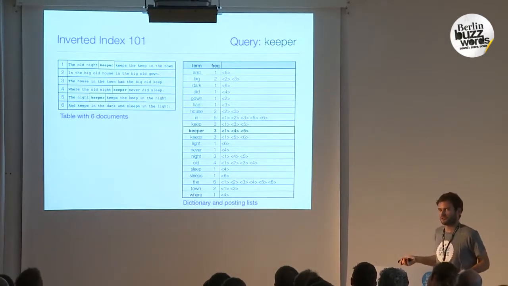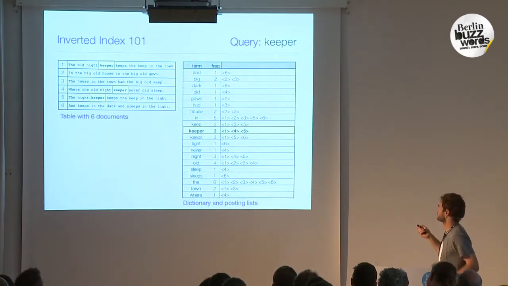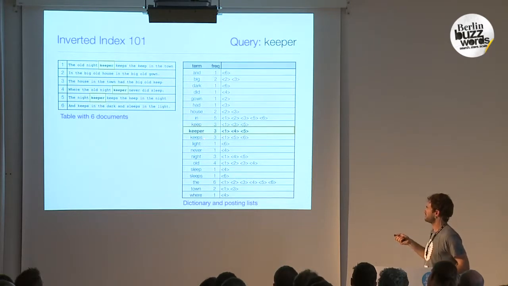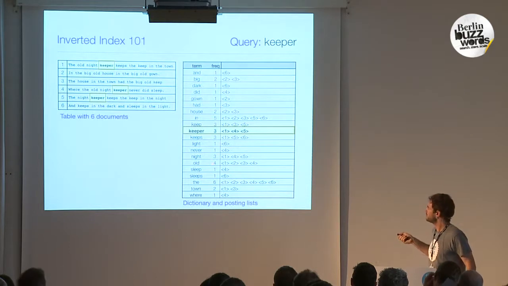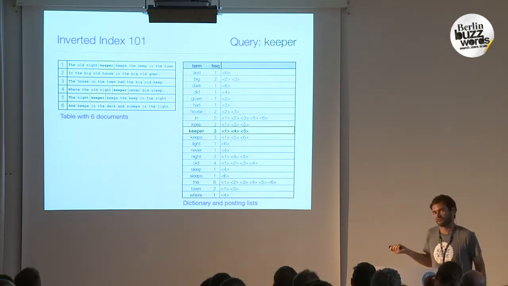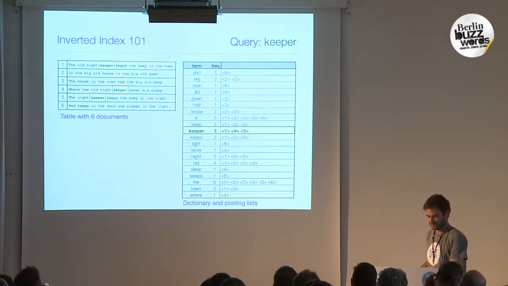So now, if the query is keeper, it's pretty easy to just find it in this table. For example, this could be implemented as a hash table. So it's really an O(1) lookup to find keeper, and then you just have to decode those three numbers, and you have your search results.